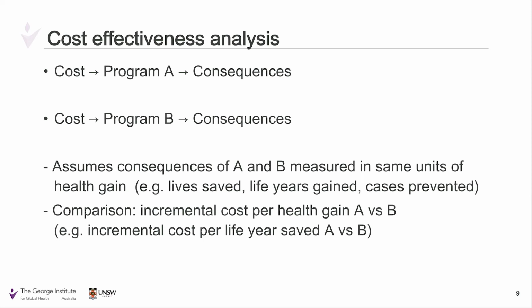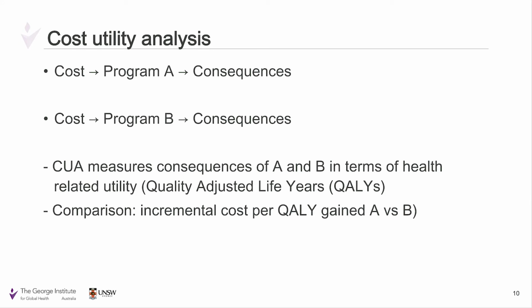A variation on cost effectiveness analysis is cost utility analysis. It's essentially the same as cost effectiveness analysis, except the unit of measure that we have is quality adjusted life year, or QALYs. And it's essentially a composite measure of life years gained adjusted by quality of life. And I'll show you just briefly how we measure QALYs.